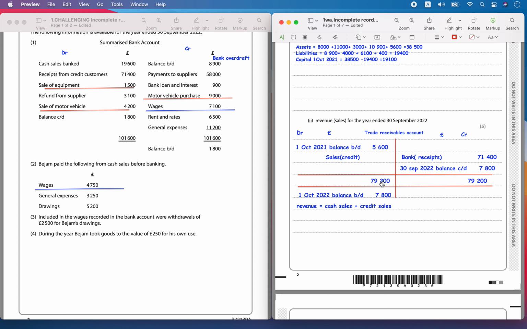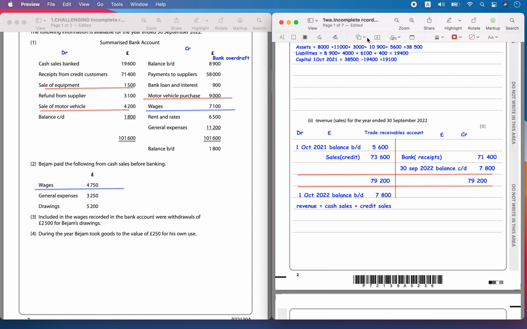Now 79,200 minus 5,600. So let's calculate, 79,200 minus 5,600. That value is 73,600. So write down that value, 73,600. So that is the credit sales.